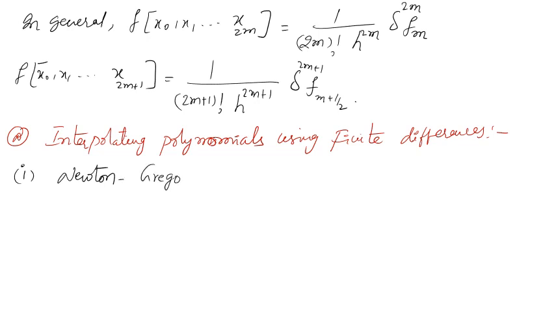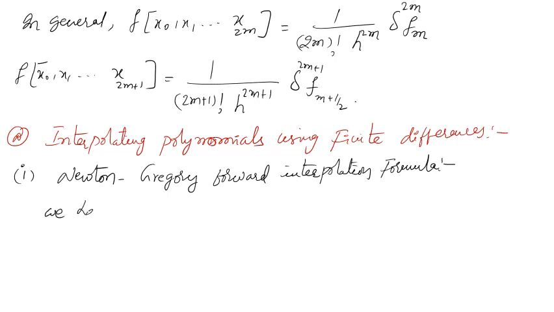Newton's Gregory forward interpolation polynomial or formula. Newton's Gregory forward interpolation formula, the first one, simply called Newton's interpolation formula. And first one, how to write this one?